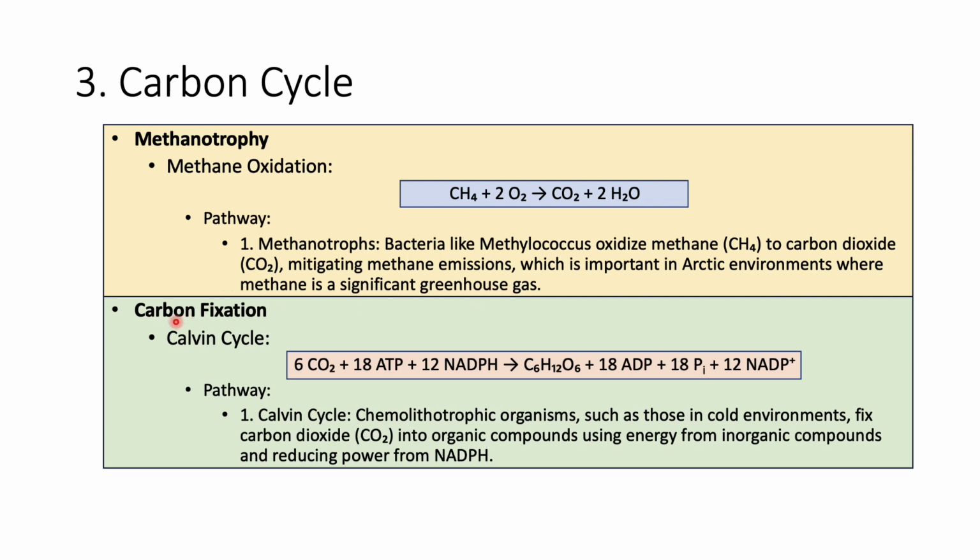And how is the carbon fixed? The Calvin cycle is the place where the carbon is fixed. The carbon dioxide is converted into sugars. So this is the Calvin cycle. That is how the carbon is fixed. So chemolithotrophic organisms such as those in cold environments fix the carbon dioxide into organic compounds. Carbon dioxide, an inorganic compound, gets converted to an organic compound using the energy from inorganic compounds and the reducing power of NADPH.